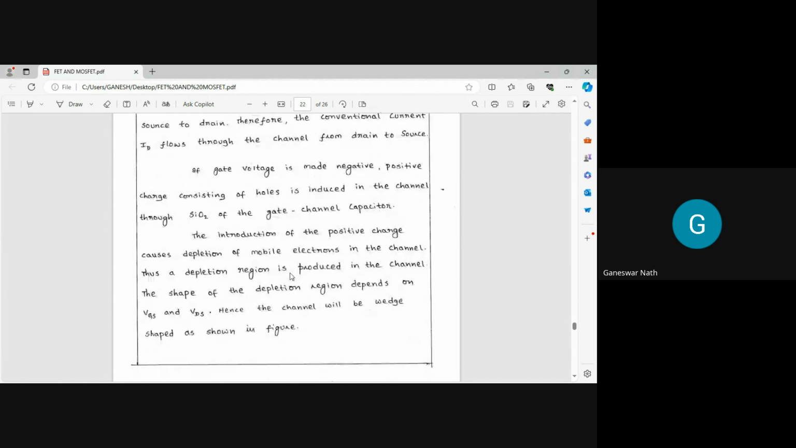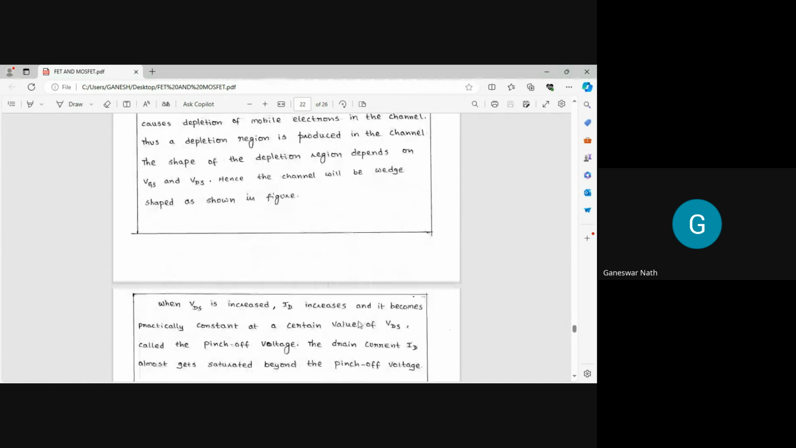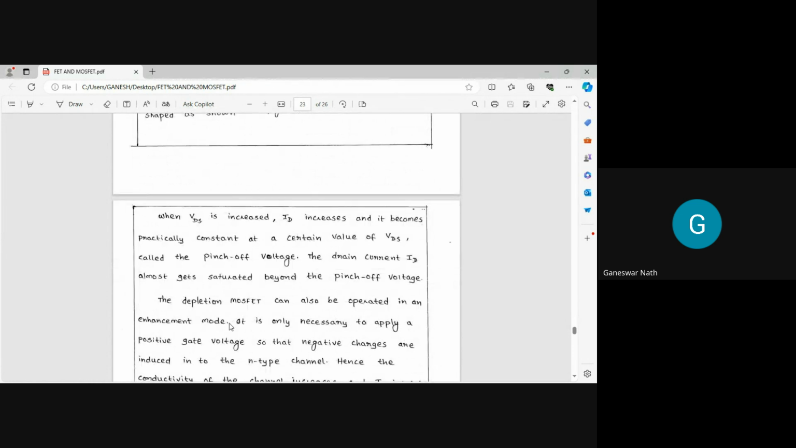Now, when VDS is increased, meaning drain to source voltage increases, the ID current increases and it becomes practically constant at a certain value of VDS, and this is called the pinch off voltage. Listen, when VDS increases, then ID increases and it becomes practically constant at a certain value of VDS, which is called the pinch off voltage.